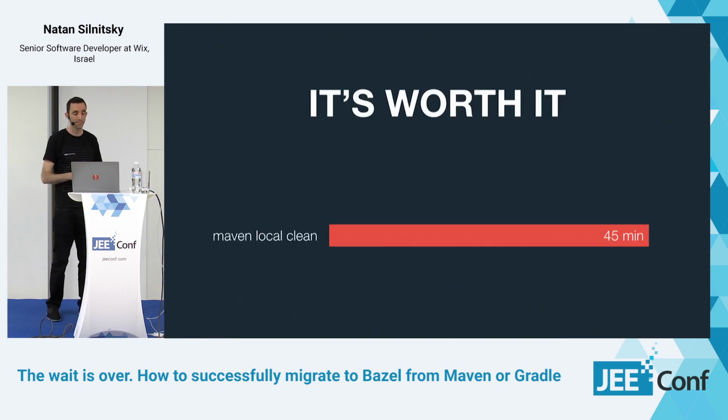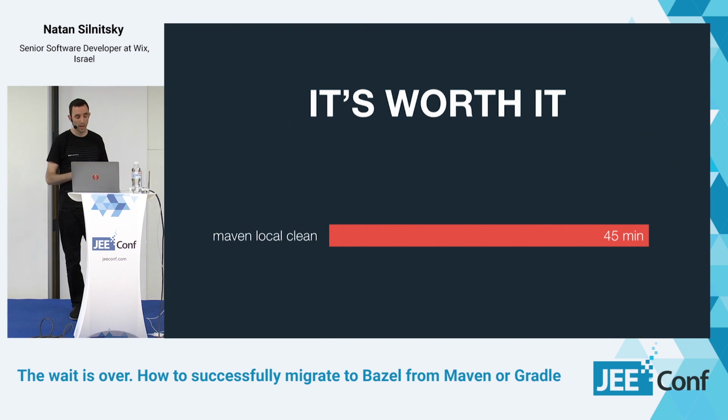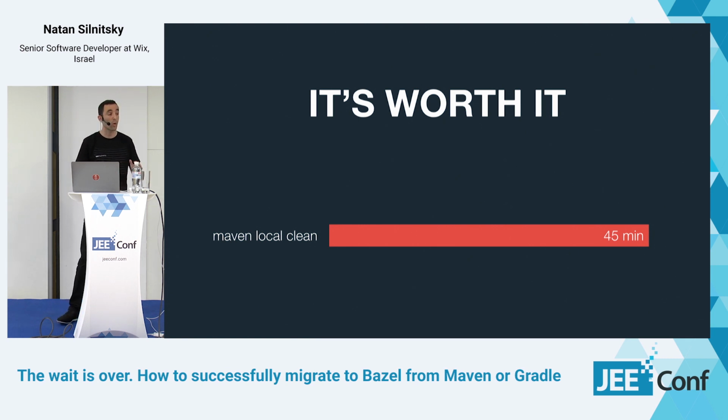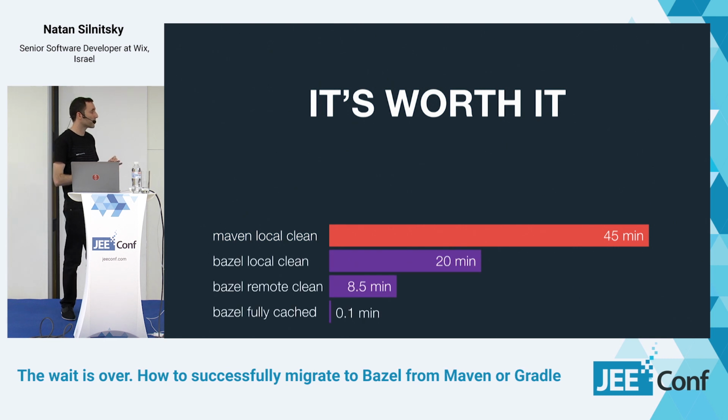experimental. Okay, so we saw all these cool features. Now let's talk numbers. Like I said, one of our larger repositories took 45 minutes for a local clean build. Now, when we run the same repository with Bazel without any use of caching, you can see that the number has already dropped to 20 minutes, and that's because of the higher level of parallelism that you have with Bazel.